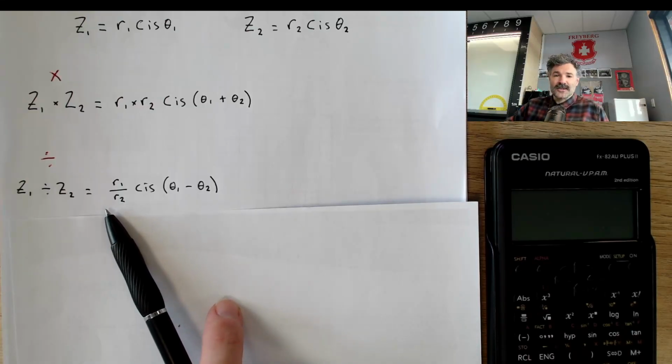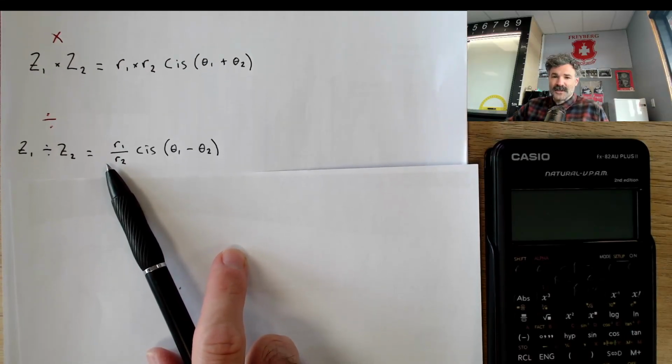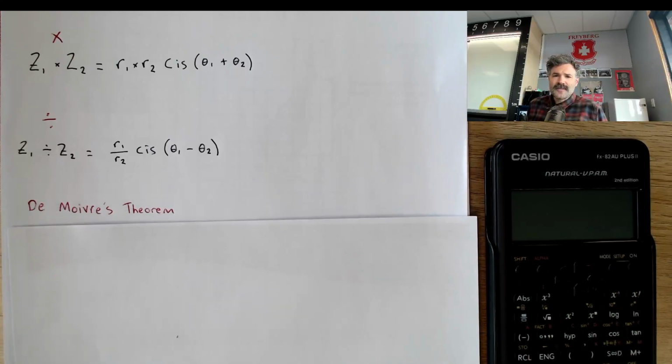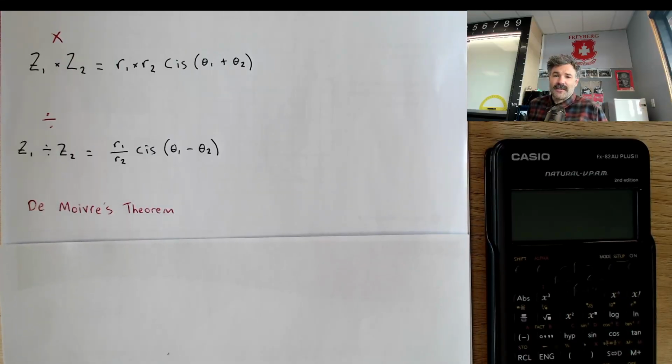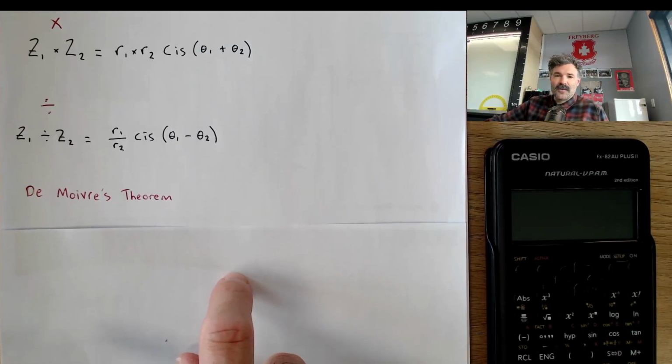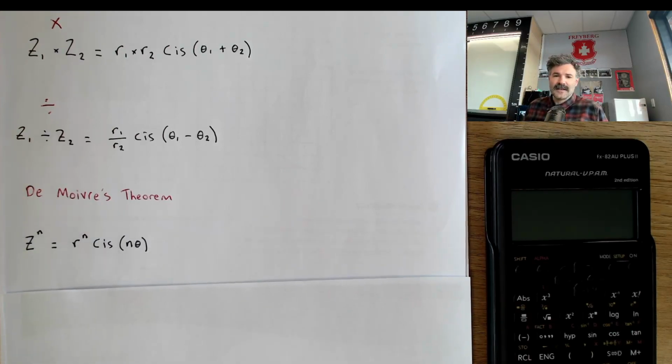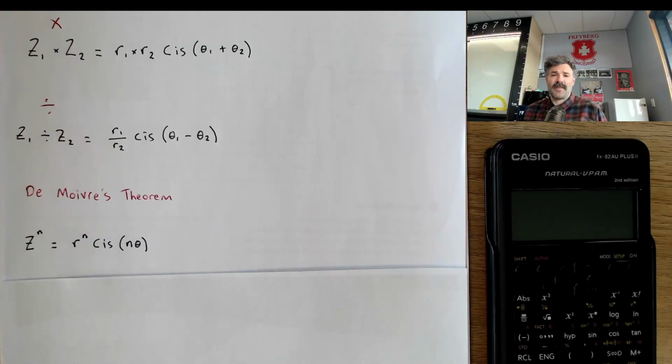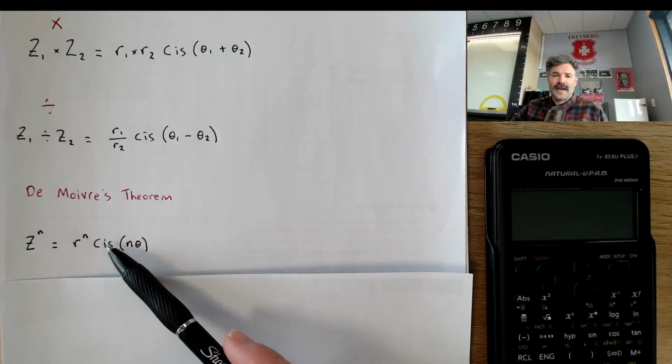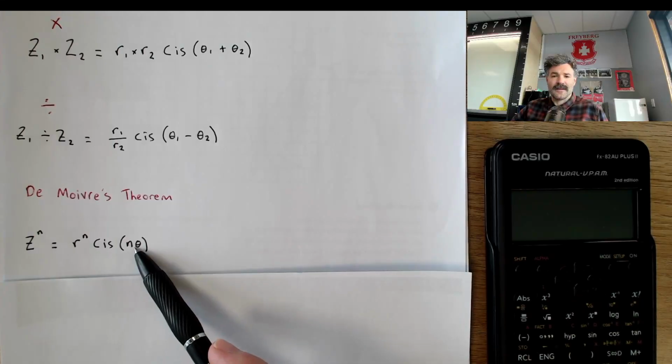And De Moivre's Theorem, I'm saying that wrong, I apologize, it's French, it's hard to pronounce. His theorem is now raising a complex number to a power. So let's say we wanted to raise Z to some power of n. Well, we raise R to that power and we multiply the angle by that power.